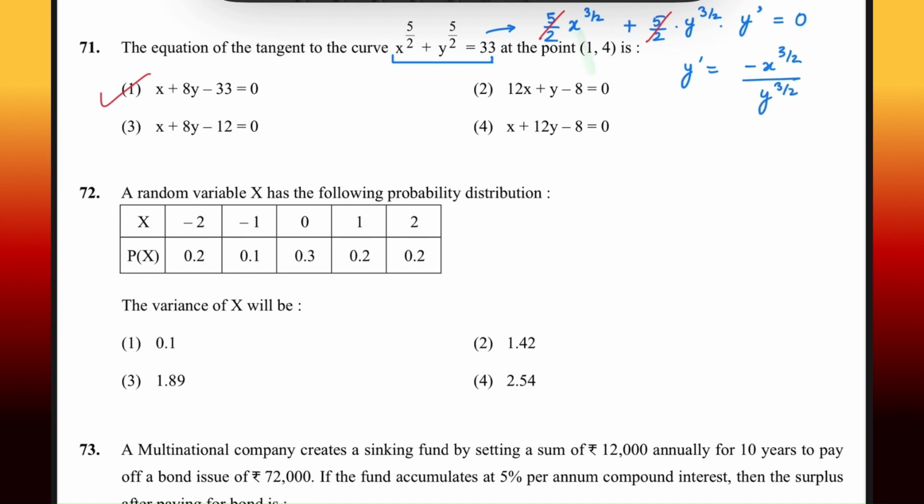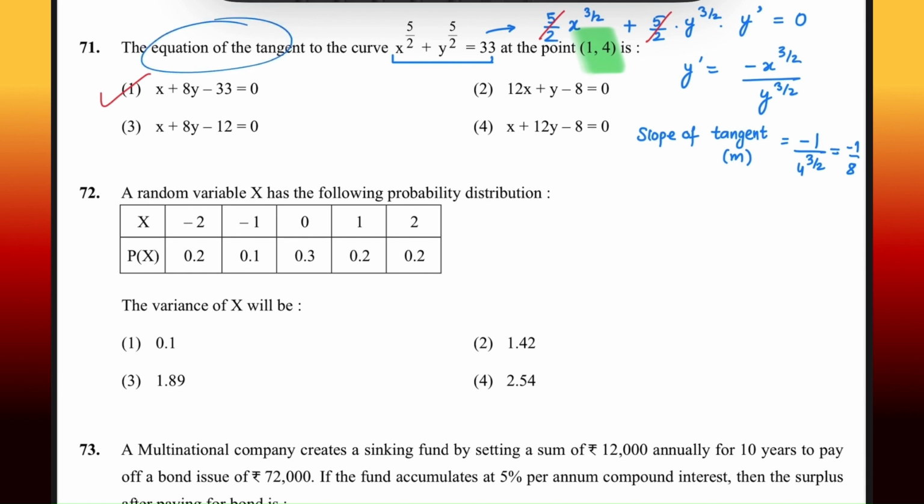Now you have the value of x and y, (1, 4). So you put x equals 1, y equals 4. Finally, the slope of the tangent, which is given by m, when I put x equals 1, is minus 1 divided by, with y equals 4, 4 to the power 3 by 2. So finally you get minus 1 over 8. Now you have the slope of the tangent.